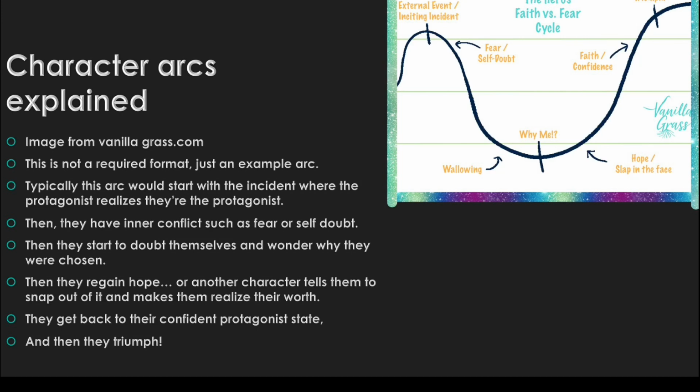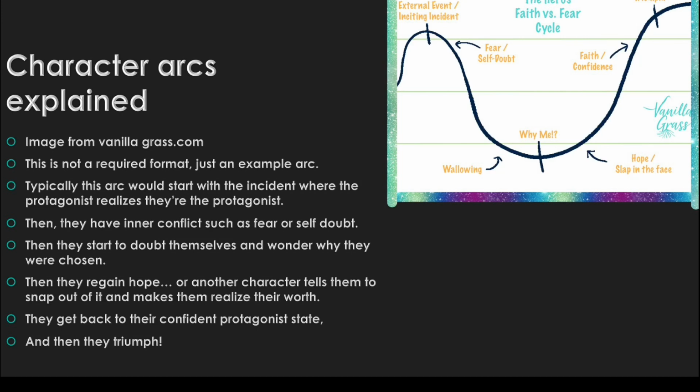Typically, this example would start with the instant in the introduction or conflict where the protagonist realizes they're the protagonist. Then they have fear or self-doubt and start to wonder why they were chosen. Sometimes they doubt themselves so much that they do anything to avoid the hero's burden they have. Then they regain hope, or another character talks to them and makes them realize their worth. That makes them get their confidence back. And then, of course, they triumph. Just think of it as a side character versus self-plot.